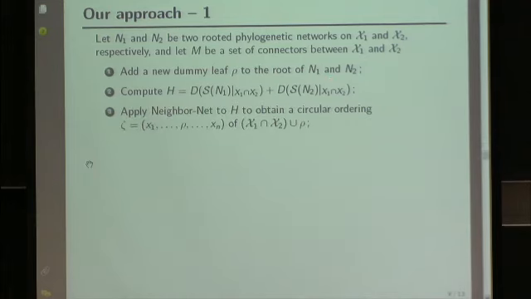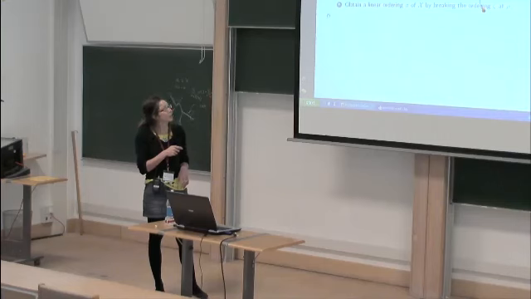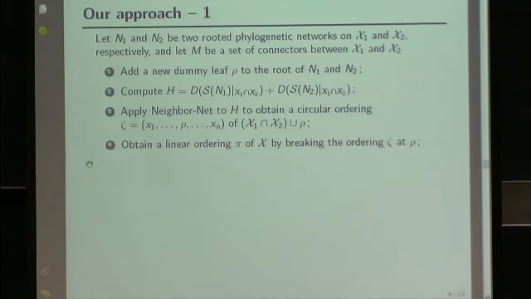This is where neighbor net appears. We obtain a circular ordering from this matrix H using neighbor net, and then we break this circular ordering into a linear ordering using the root. We don't know where to break it, and this is why we add the dummy leaf over there. And then we have an ordering, I don't remember exactly how it's called in Greek. Psi. Thank you.